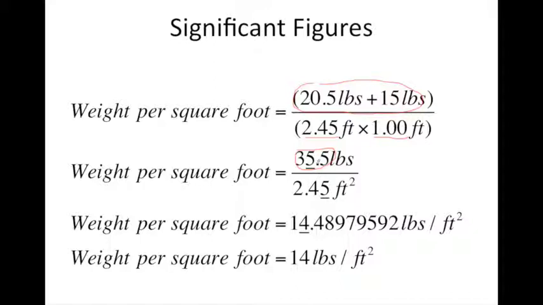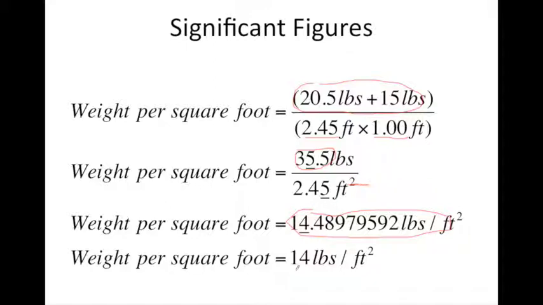If I divide 35.5 by 2.45, my calculator spits out this big number here, but of course that's not our final answer. 14.489, etc., pounds per feet squared. How many sig figs should it have? Well, even though I have 3 digits here, this number has only 2 sig figs. This number here, the 2.45, has 3 sig figs. So since we did our division problem last, we're dividing something with 2 sig figs by something with 3, our answer can only be certain to 2 sig figs.